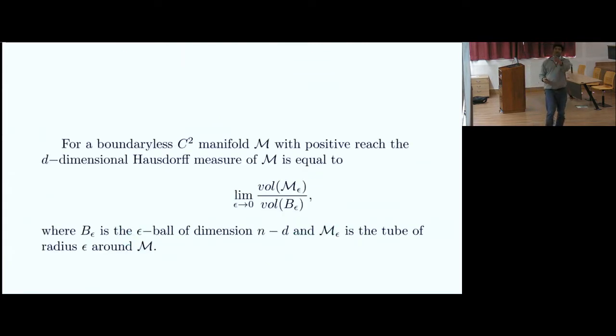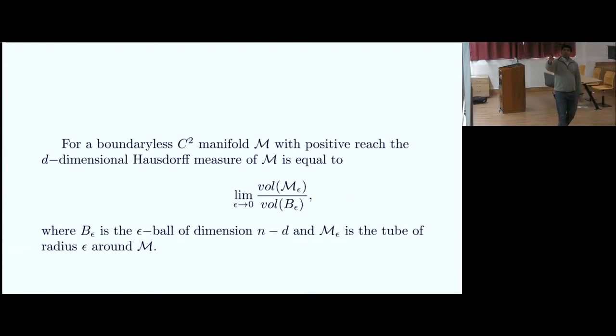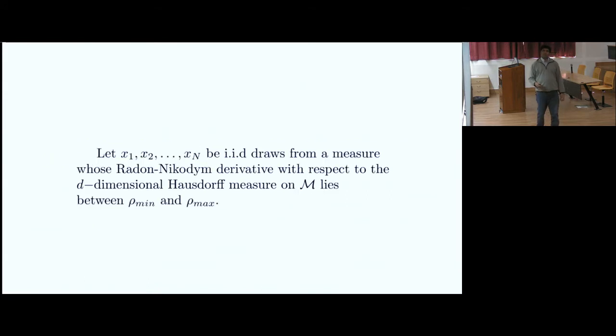And the d-dimensional Hausdorff measure is just the usual d-dimensional volume, but it's been formalized here in terms of the volumes of tubes divided by the cross-sectional area. So you take a limit of the volume of a tube divided by the cross-sectional area as the cross-section tends to 0. So this is going to be the formal problem statement.